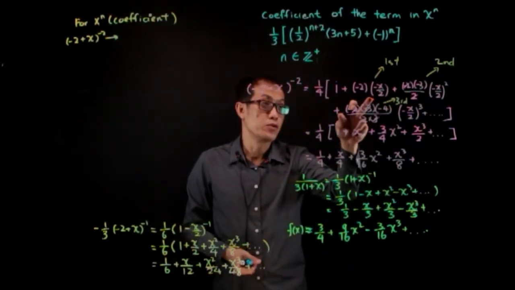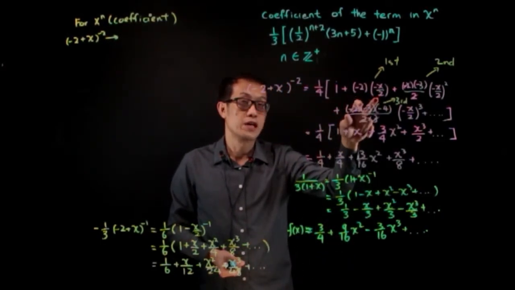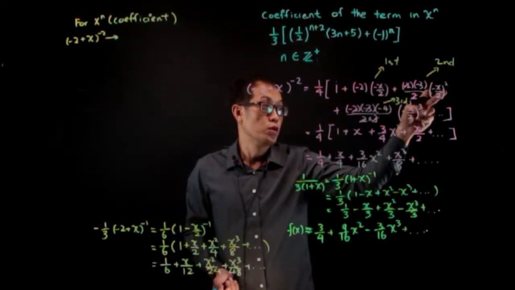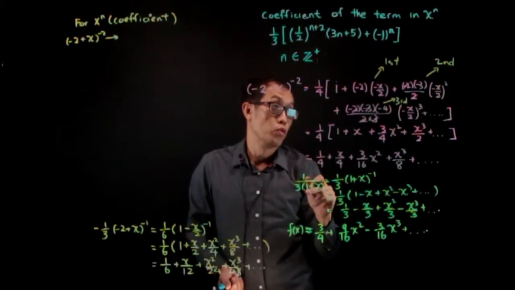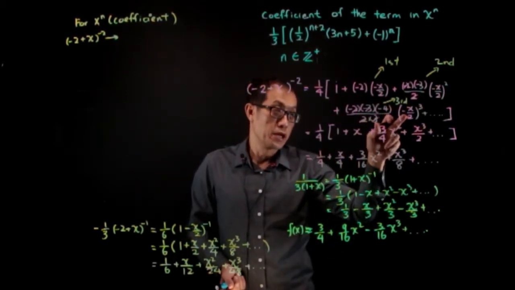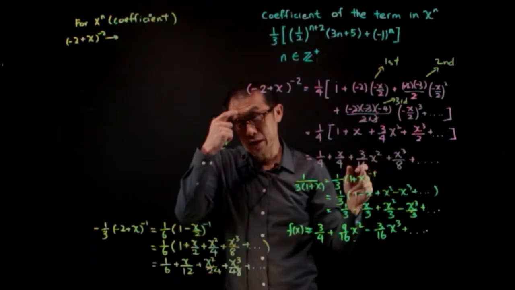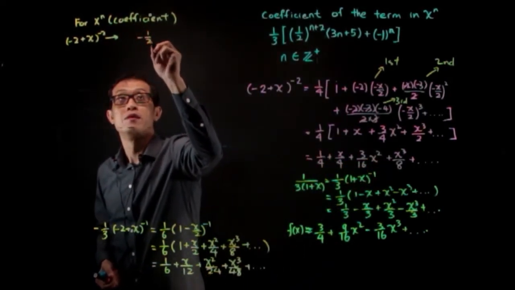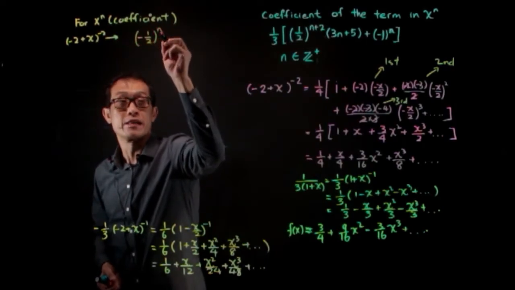So when n is 1, you look at this. Over here, it appears 1. Whereas when n is 2, this is to the power of 2. When n is 3, this is minus half to the power of 3. So you have minus half to the power of n.